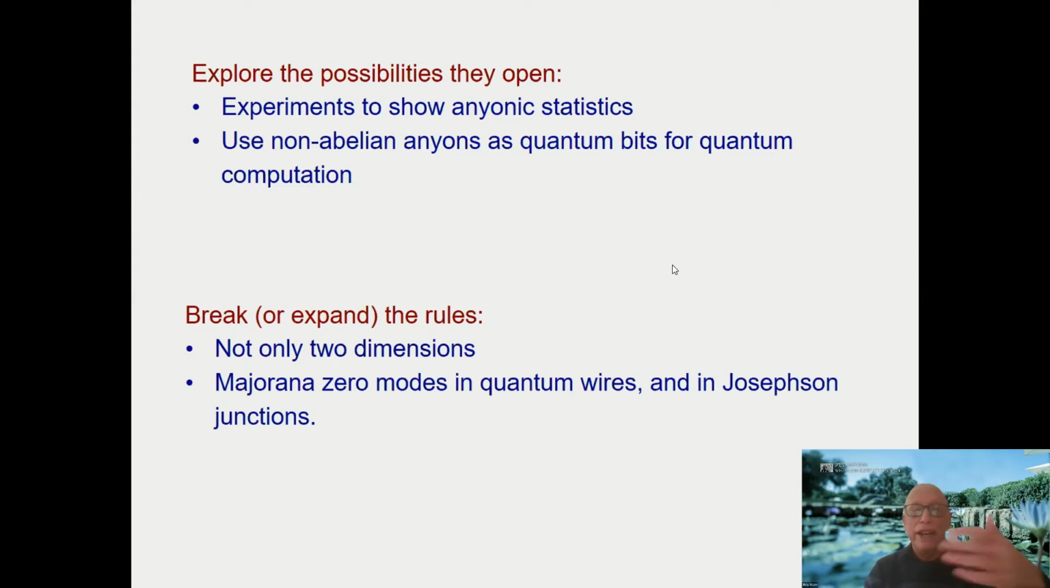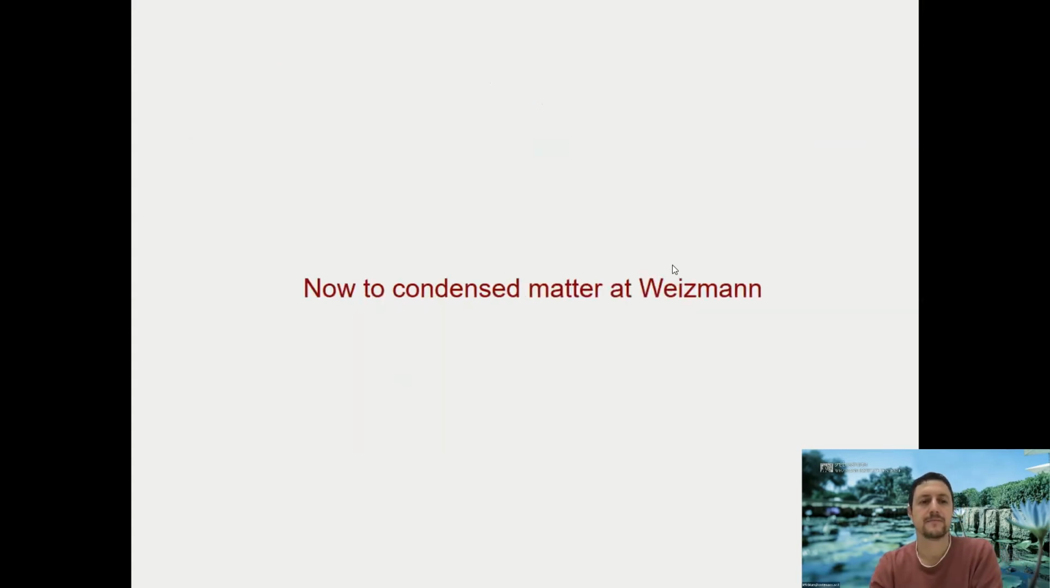So that's how we explore. And last, we want to break the rules or to expand them. And now we know how to break the rules that I told you about anyons. We know that we can take them out of 2 dimensions. We know that we can even have some version of them realized without strong interactions. For example, in quantum wires and in Josephson junctions, those are called the Majorana zero modes. There are some version of these non-abelian anyons. So this is how the story goes on.